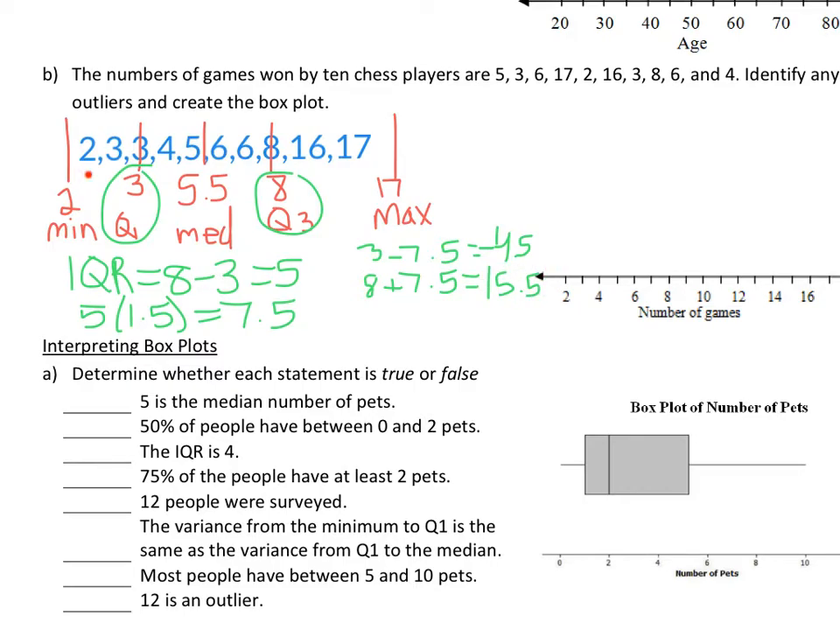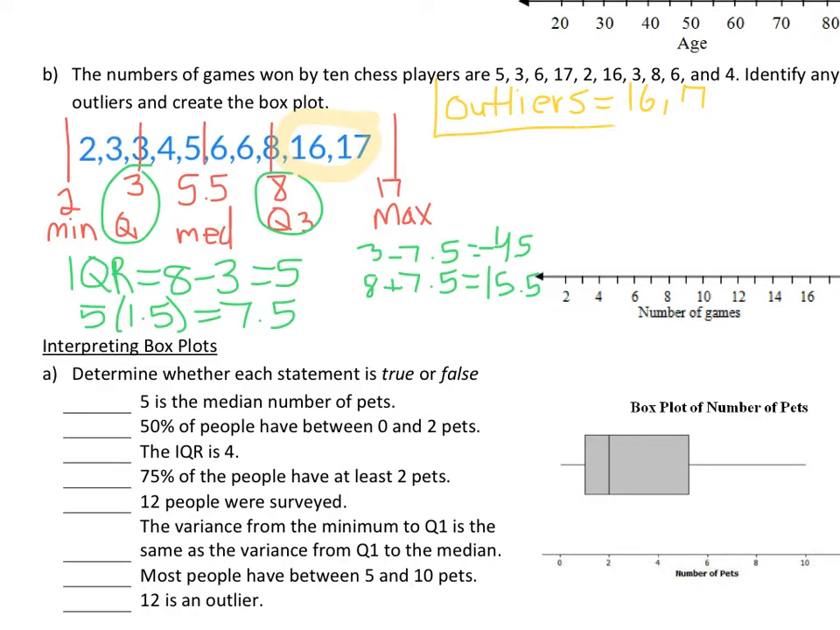If we look at our data, they are all positive numbers, so we have no outliers on the lower end. Our upper range here is 15.5, and we actually have 2 numbers that are greater than 15.5. We have 16 and 17. Those are considered our outliers. So identify any outliers. Outliers equals 16 and 17.